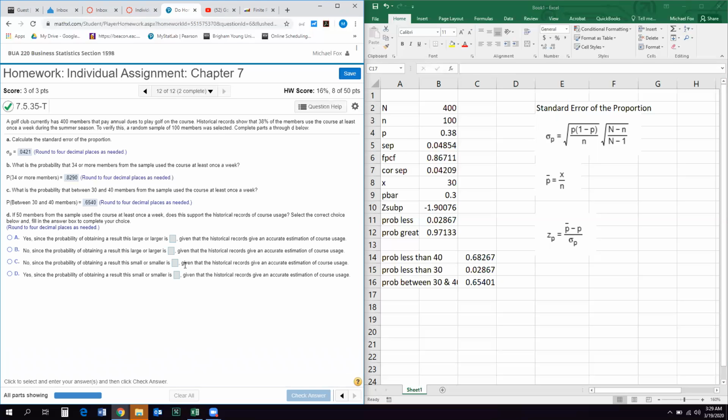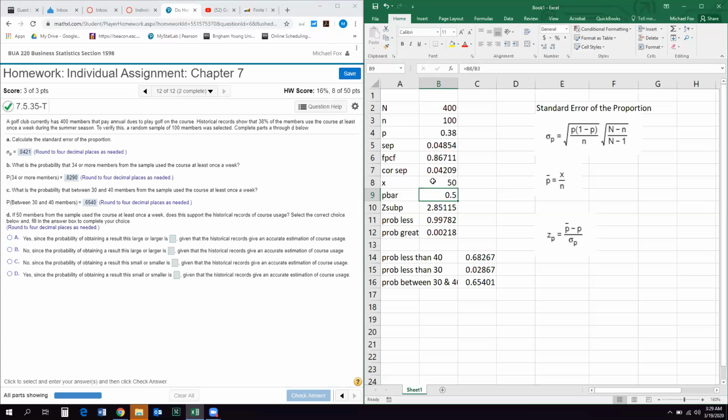All right. So the last question is, if 50 members from the sample use the course at least once a week, does this support the historical records of course usage? So I'm going to come up here and replace x with 50. Whoops, not 510, 50. There we go.